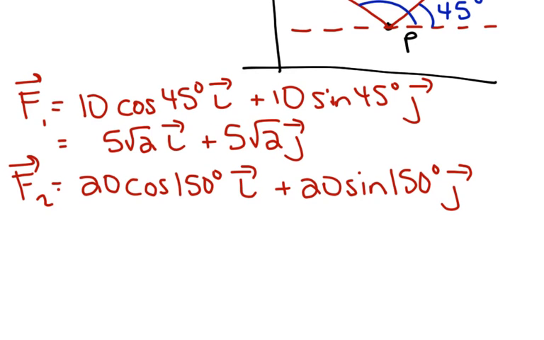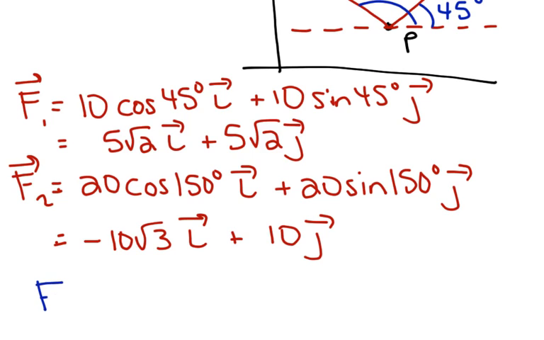150 degrees has a reference angle of 30 degrees, and it's in quadrant 2. So the cosine of 30 degrees is square root of 3 over 2, so this is going to be negative 10 square root of 3 i. And the sine of 30 degrees is 1/2, so this is going to be 10 j.